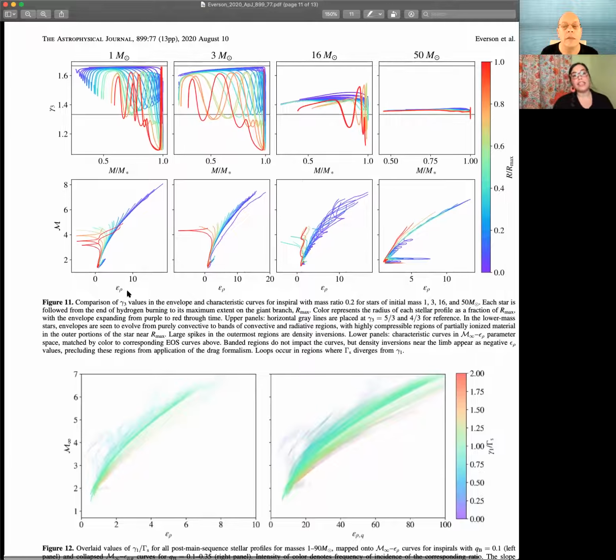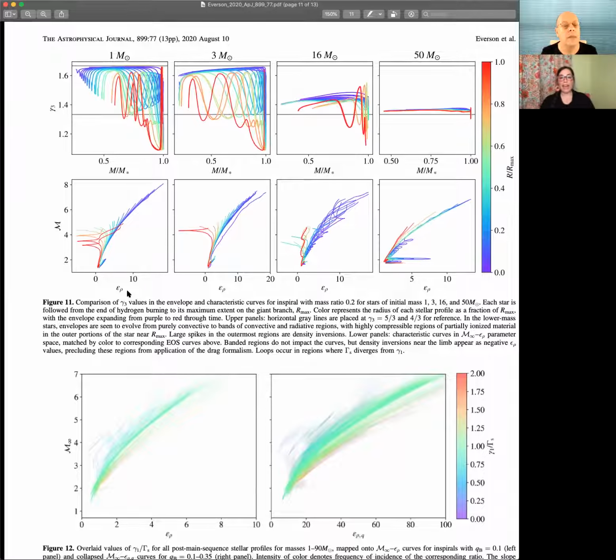So what you'll see in the upper curves when we have some of these roller coaster hills is we're looking at radiative and convective regions in bands. And if you look at the very outer edge of the star, you can see these big spikes. Those are density inversions. What's interesting about the characteristic curves that go with these is that sometimes you don't even see these banded regions at all, but what you see is the density inversion.